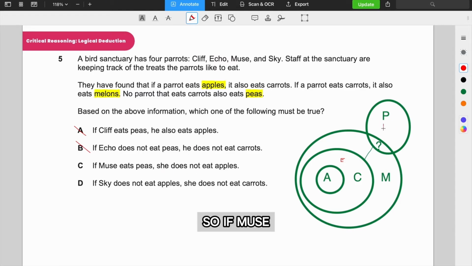C, if Muse eats peas, she does not eat apples. So if Muse eats peas, Muse is here, in that category of peas. And basically no parrot that eats carrots can eat peas, and also all parrots who eat apples eat carrots. So basically, if Muse eats peas, she cannot eat apples. That is correct, right? Because peas can't intersect with carrots, and all parrots that eat apples eat carrots. Okay, so option C is our answer.